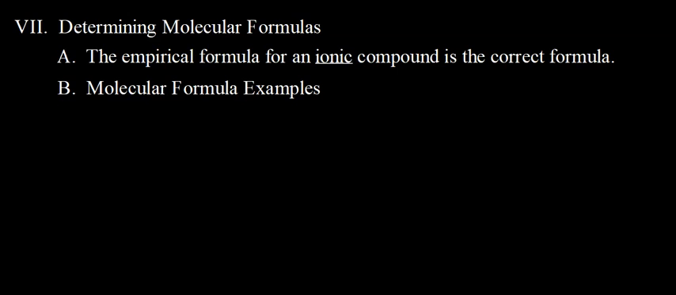So something to point out is in letter A, the empirical formula for an ionic compound is a correct formula. So remember, an empirical formula shows the smallest ratio of atoms in a compound. In the formula of an ionic compound, that formula shows already the smallest ratio of ions in the compound. So the formula of an ionic compound is an empirical formula. So let's take a look at some examples where we determine the molecular formula for a compound.